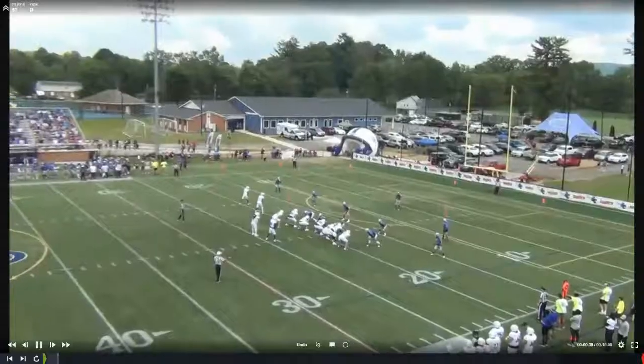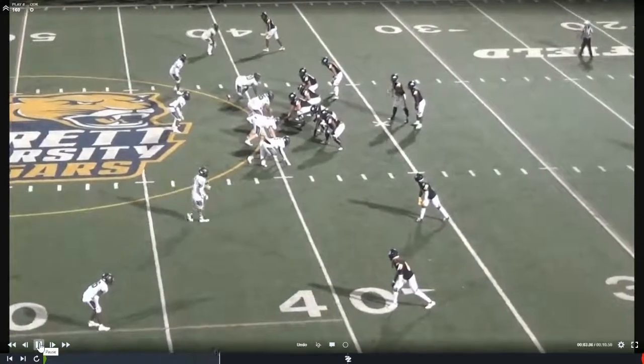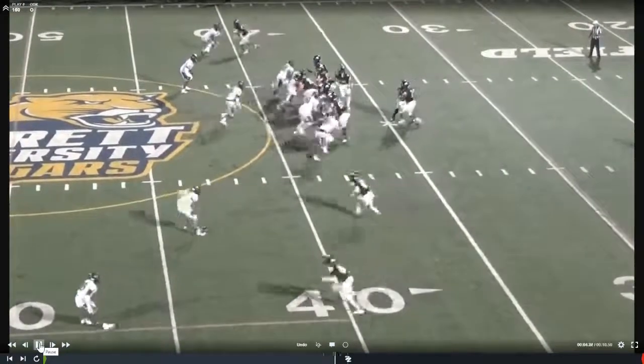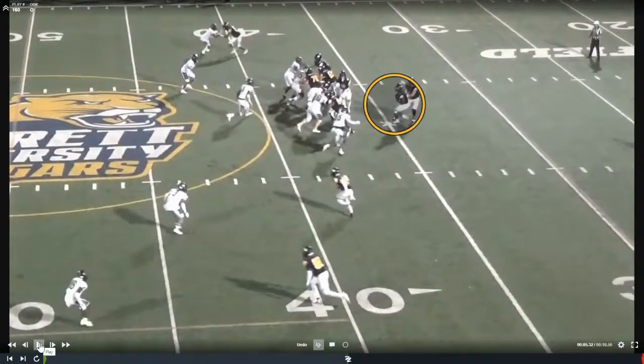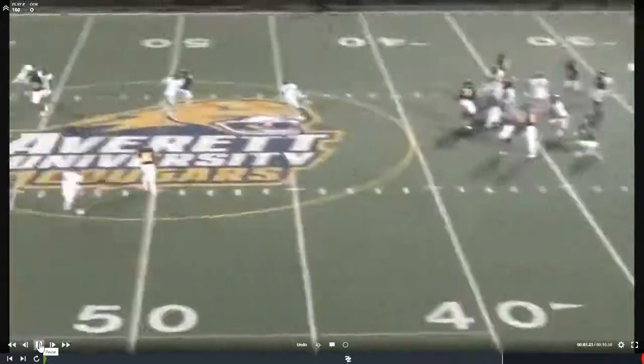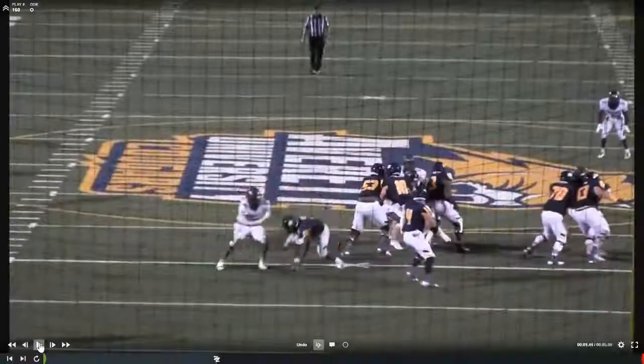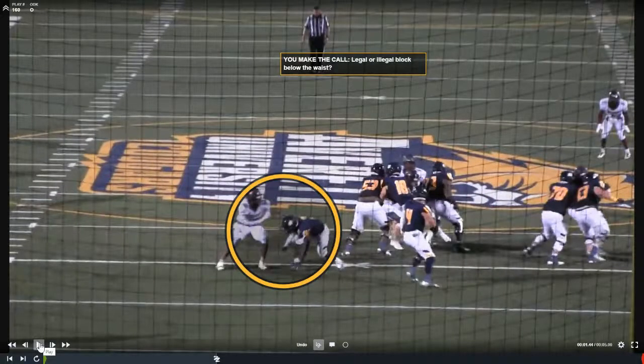The last two plays we'll have you and your crew make the call. On this play, we're going to key the running back on blue. With our new rules considering blocks below the waist, is this block legal or illegal?